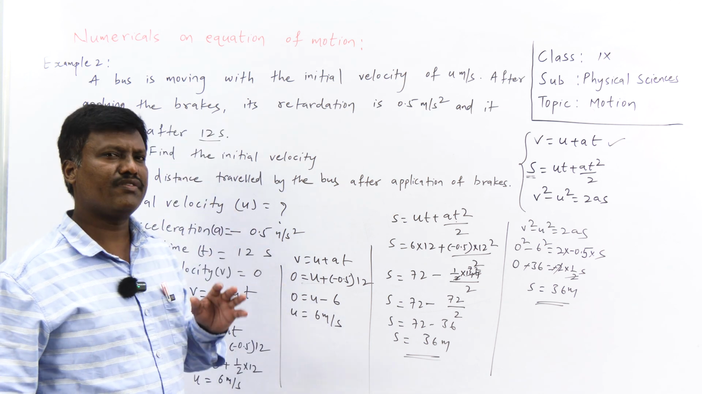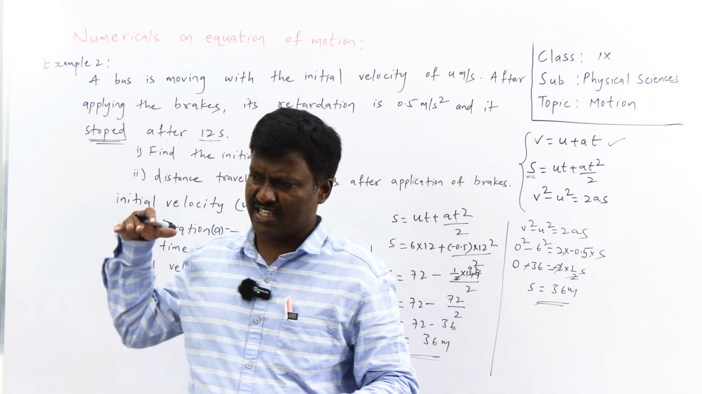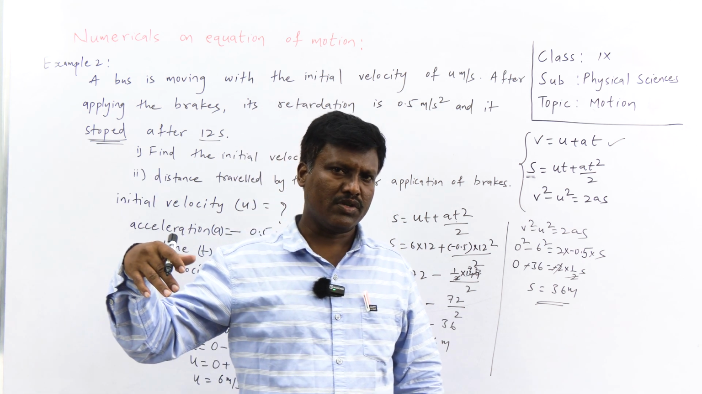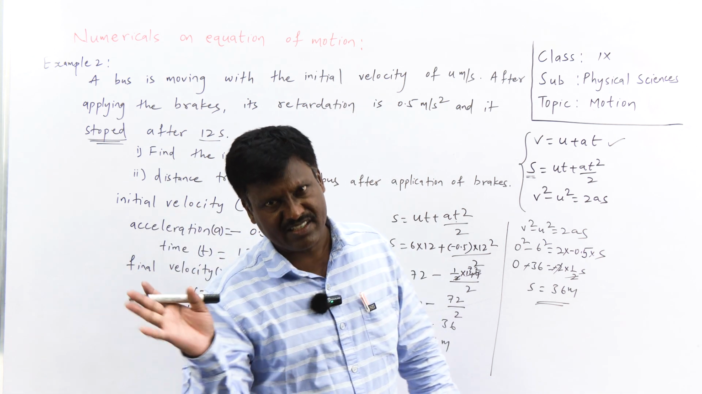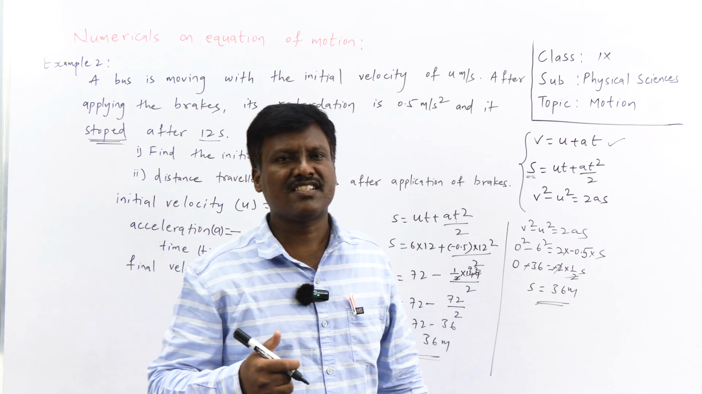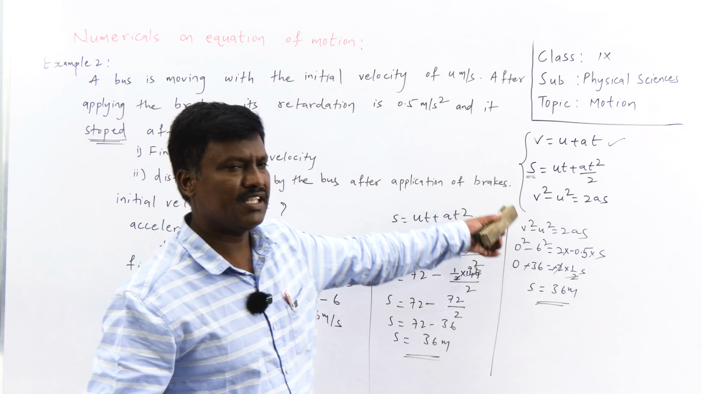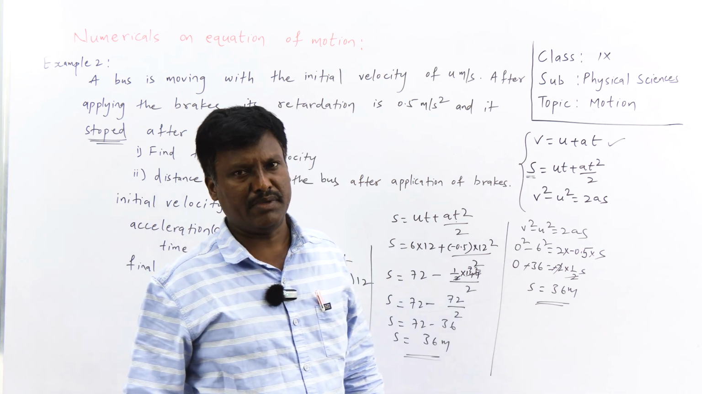Okay, all these are real life examples. To understand, a car is moving with a certain velocity, and suddenly brakes are applied. Immediately it won't come to rest. After application of brakes, it comes to rest after 4 seconds. Meanwhile, it travels a certain distance. What is the distance traveled by the car? This is a real life example. By using these equations, we can find the distance traveled by the car.